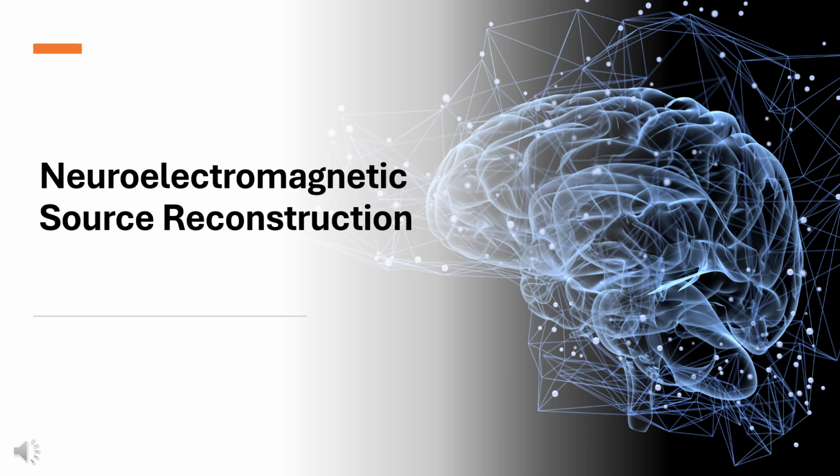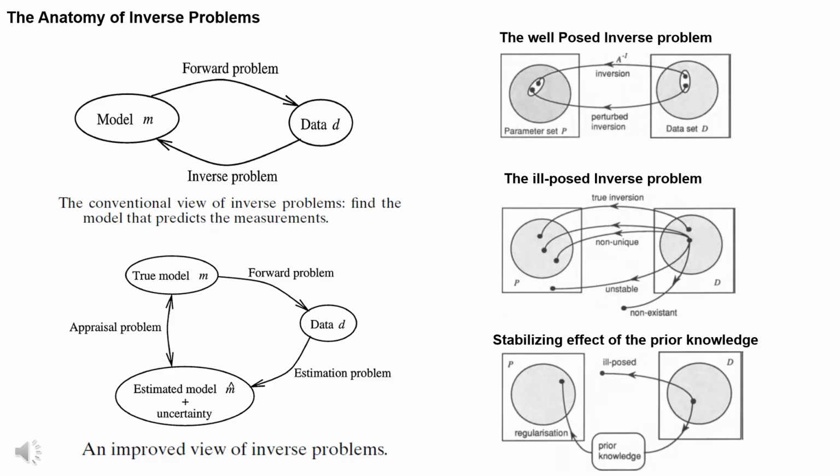The primary objective here is to reconstruct the neural sources responsible for the signals recorded by EEG or MEG. These signals, measured by the electrodes, will be traced back to determine which neural activations led to the observed data. Since neuroelectromagnetic source reconstruction is an inverse problem, we will begin our presentation with an introduction to the anatomy of inverse problems.